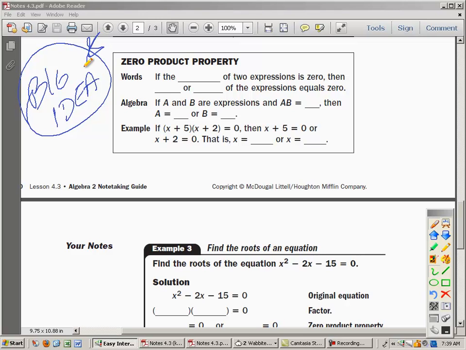In words, it says, if the product of two expressions is equal to 0, then either one or both of the expressions has to equal 0. So algebraically, we're saying if a and b are expressions and the product of a and b is 0, then either a is 0 or b is 0, or potentially both of them are 0. So what is that for? Why in the heck would we even care about this idea of the zero product property?